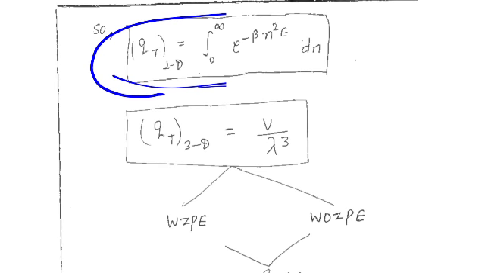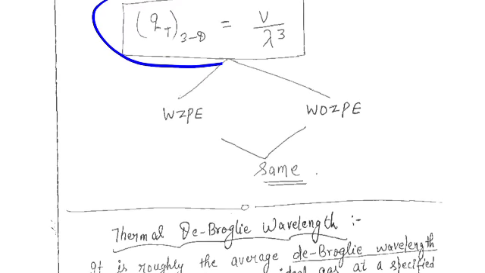So we can here conclude that Qt for 3D is V upon lambda cube. So this is quite the same. Here I have written as well that Qt 3D with zero point energy as well as without zero point energy, we got the same value, same expression, that is V upon lambda cube. All right.